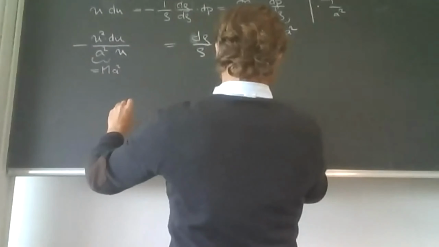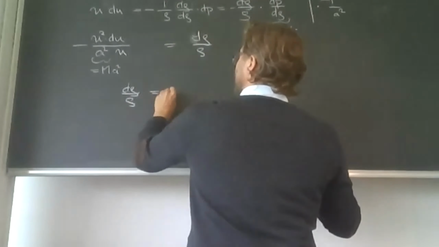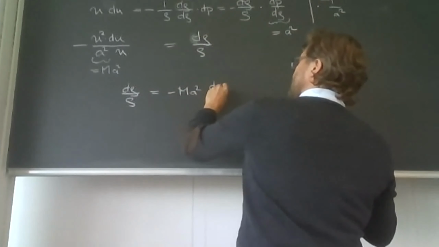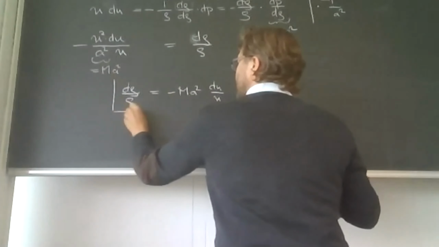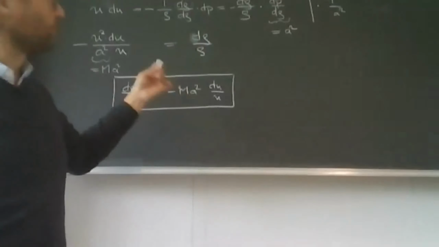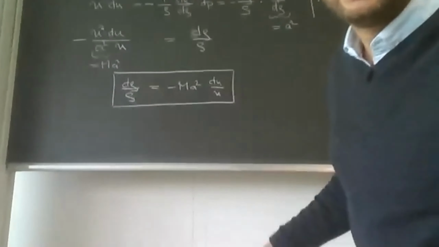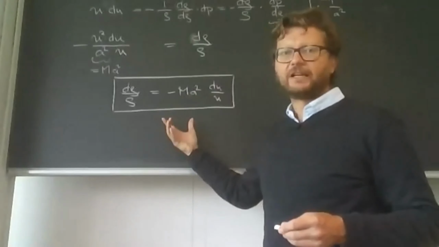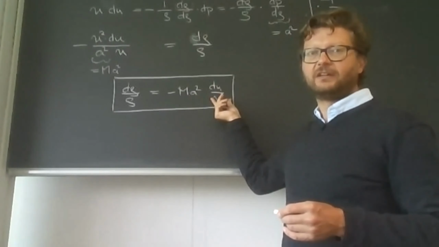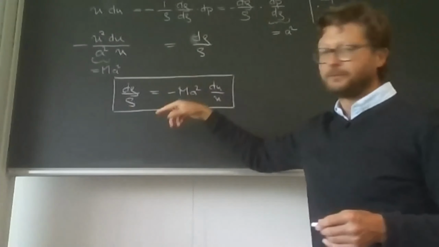So finally we can write this as d rho over rho equals minus Mach squared du over u. So this is the final form. It's just an alternative form of writing the momentum equation. And why have we done this? What have we gained? We have now learned that the momentum equation tells us something about the relation between the relative change of velocity and the relative change of density. And it's related via the Mach number.